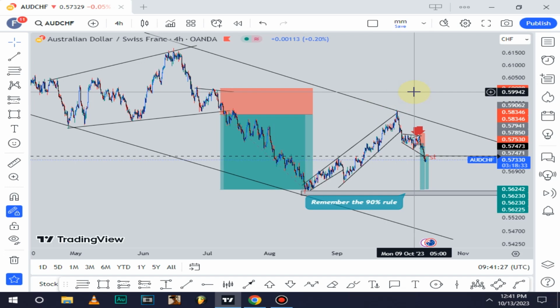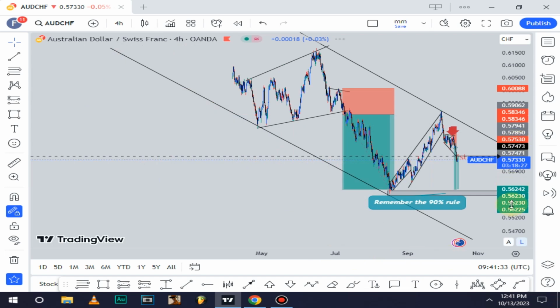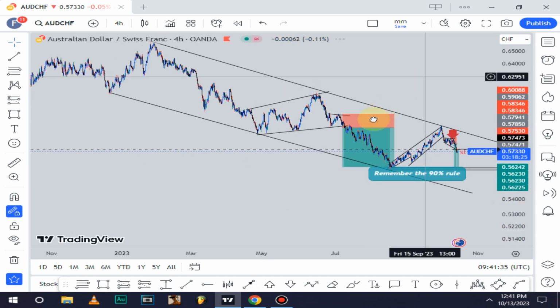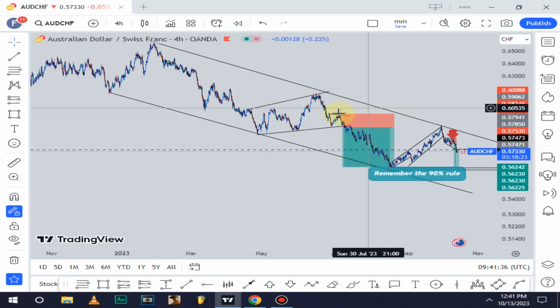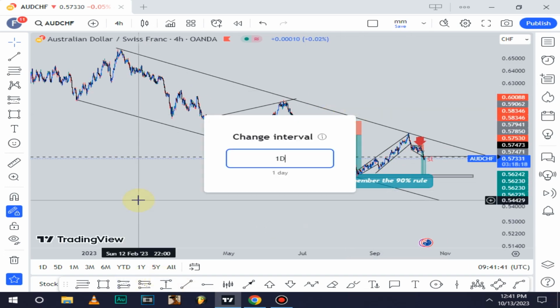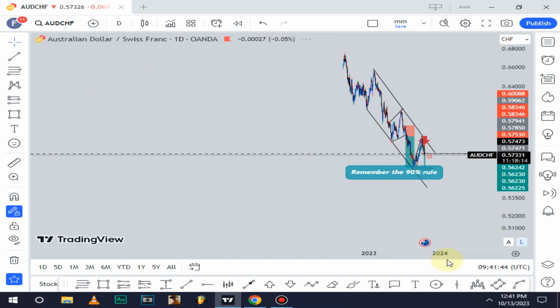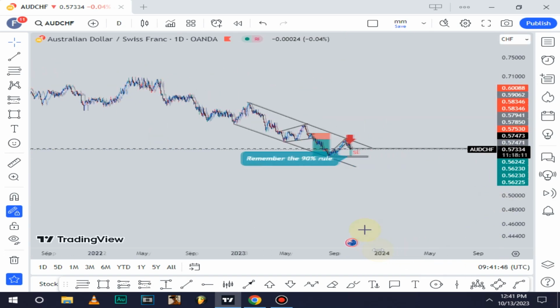Okay, so I have this Aussie CHF. Of course, I've already taken profit. I'm going to explain this so fast. I'm not going to waste your time over here. So from the daily, I'll show how I came across and how I did take this sell entry, which is amazing.